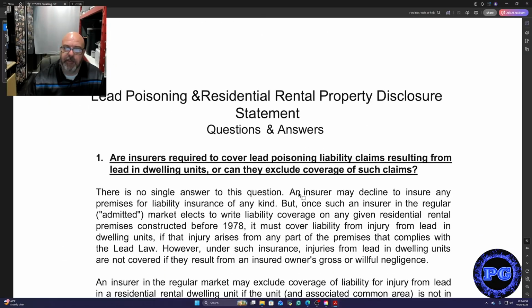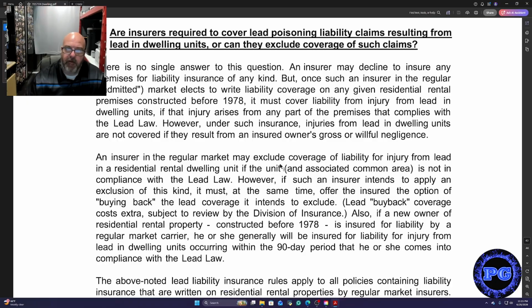Lead poisoning, residential rental property disclosure statement. Are insurers required to cover lead poisoning liability for dwelling units, or can they exclude coverage of such claims? There is no single answer to this question. But they want you to be very well aware of lead.